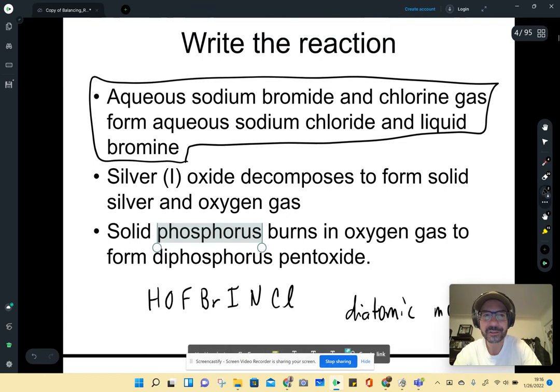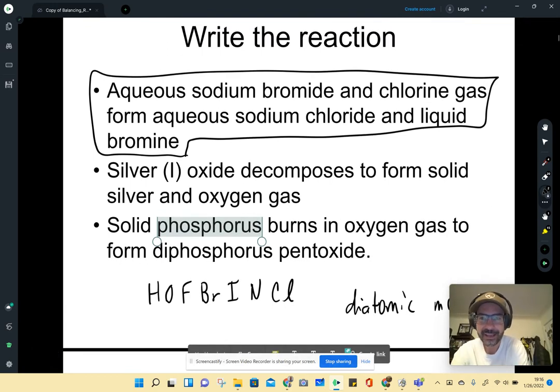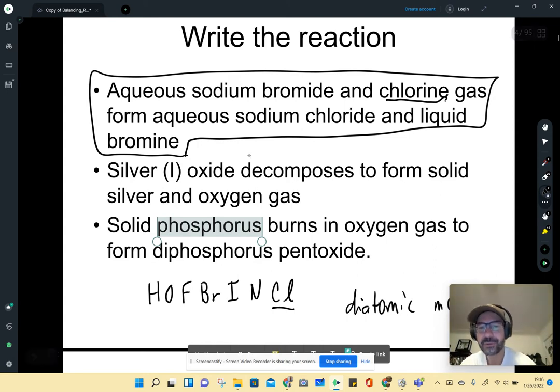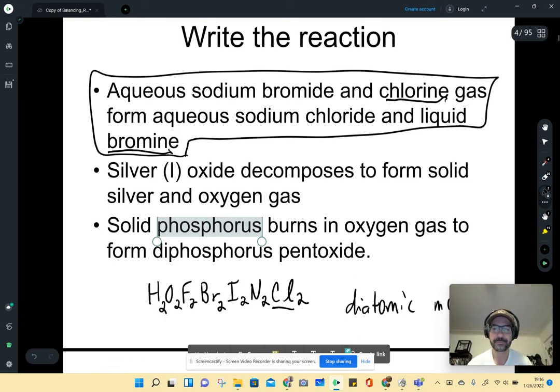Your diatomic molecules. What I mean by that is chlorine is a Hofbrinkel. So really the way we would write it is Cl2. And here it's making liquid bromine. Well, bromine is a Hofbrinkel, so we would write it Br2. Same thing with nitrogen. If you're ever told that nitrogen reacts with something, it's N2. Iodine is I2. Fluorine is F2. Oxygen, which we've seen a lot, is O2. And hydrogen is H2.